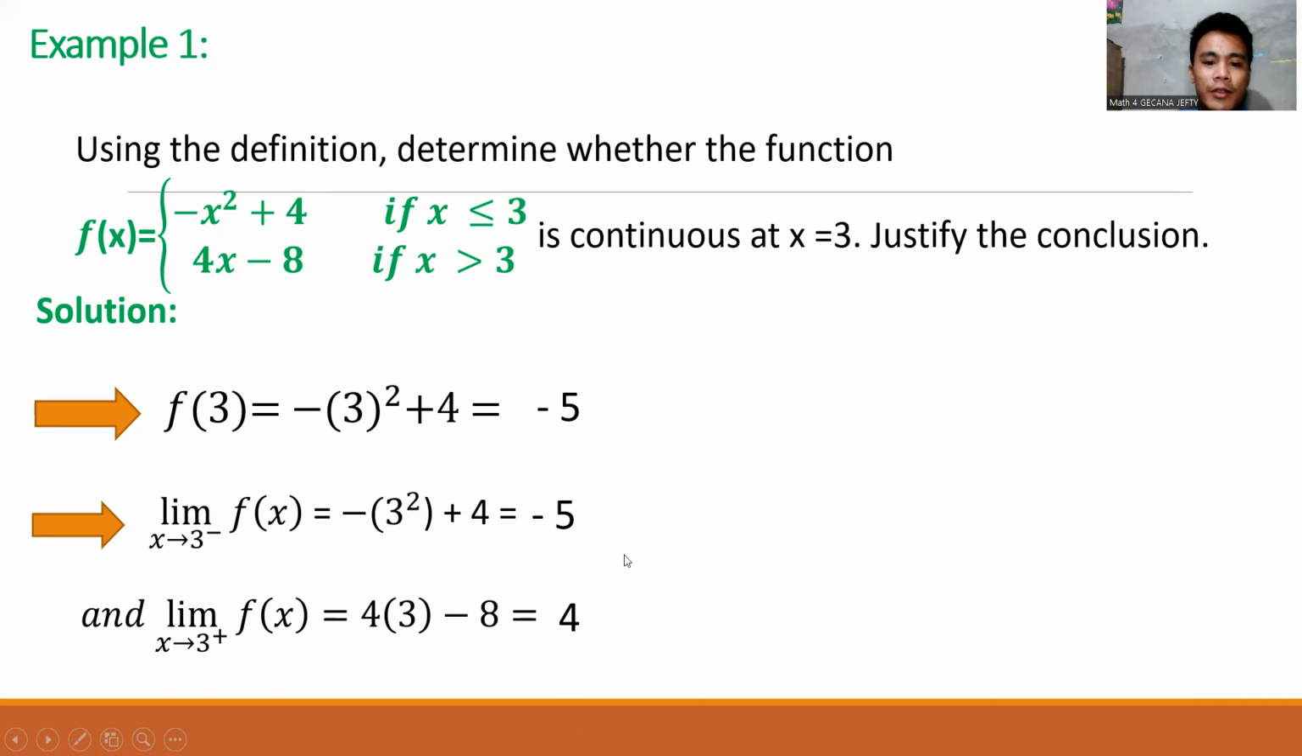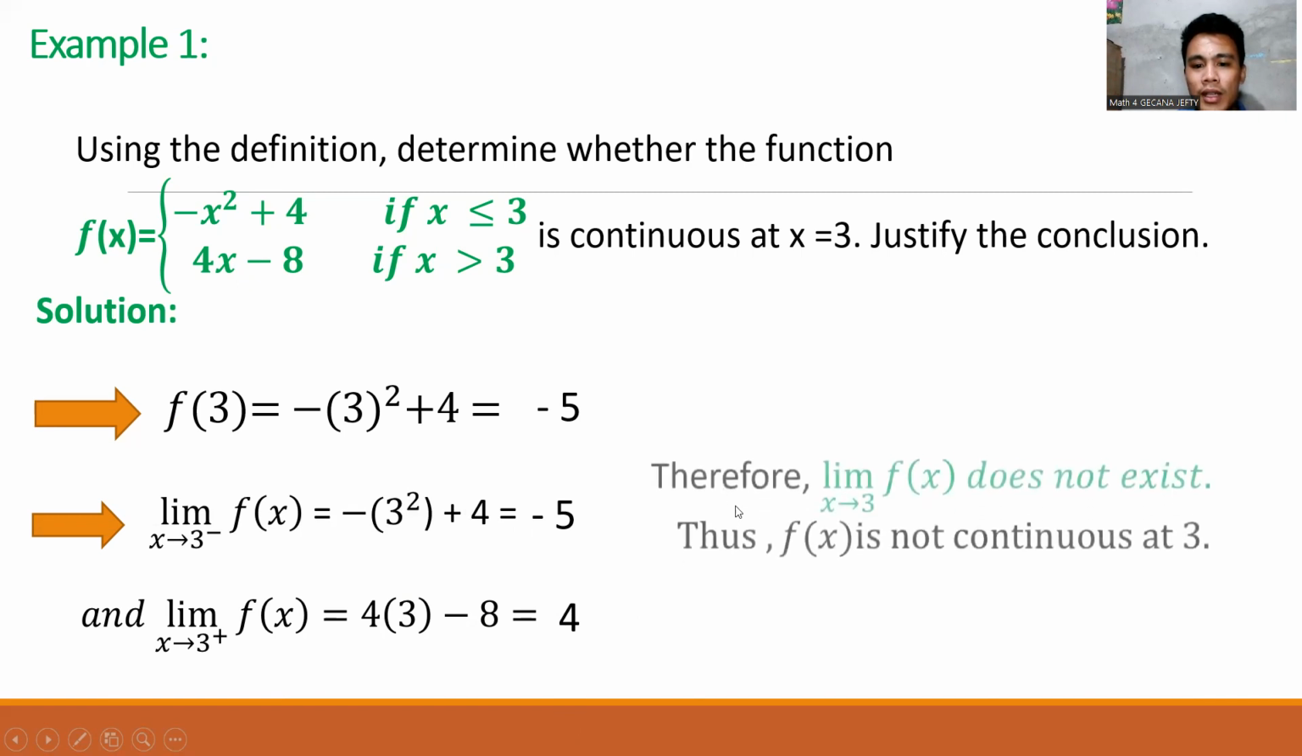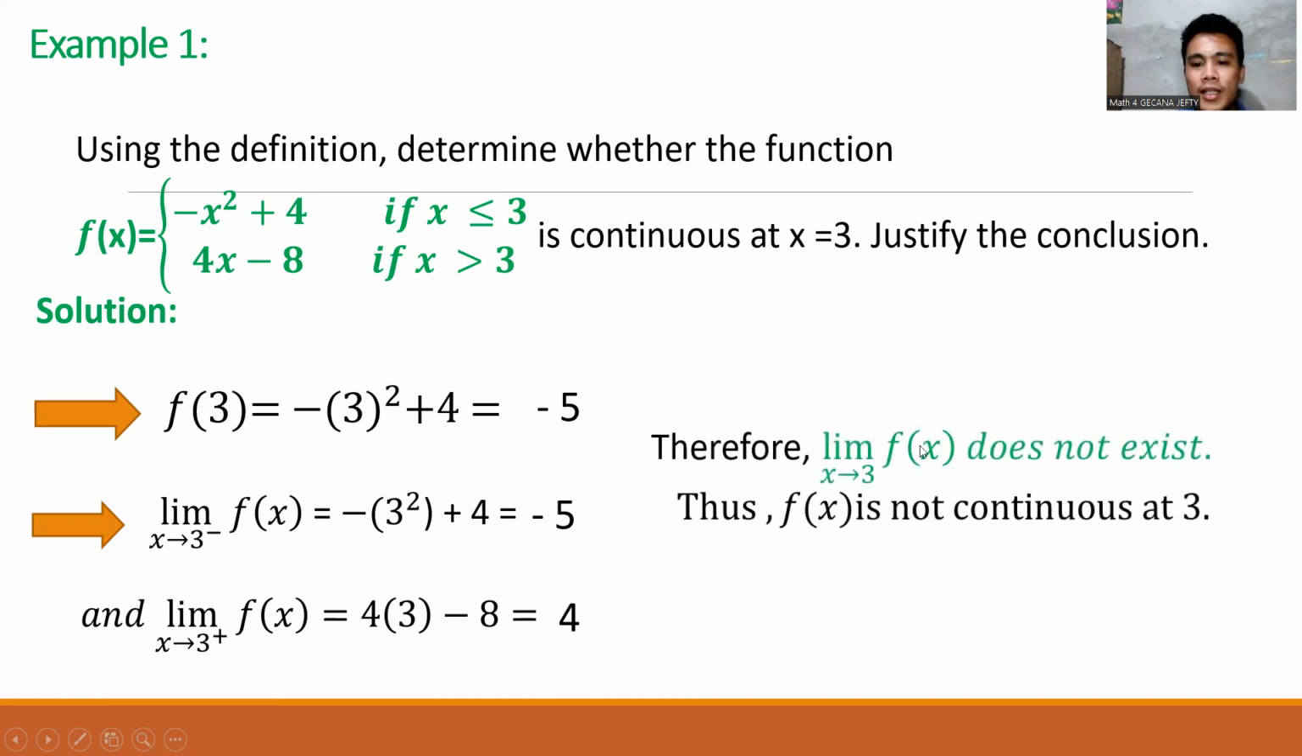Therefore, we don't need to proceed to condition 3 because the second condition is not satisfied. Therefore, we conclude that the limit of f of x as x approaches 3 does not exist. Thus, f of x is not continuous at 3 because condition 2 is not satisfied.